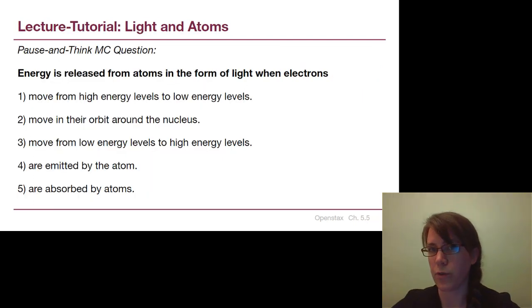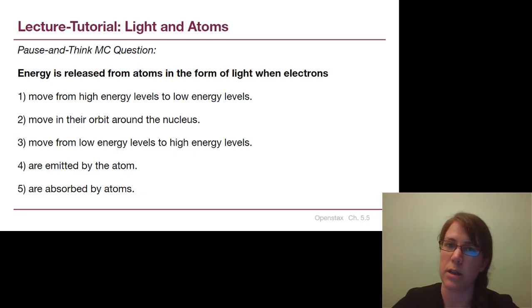Okay, a pause and think question for us, because of the upcoming lecture tutorial that you're going to do after you have thought through these slides. If you're in the flipped classroom, we'll do it in the next on-campus lecture that we have. A pause and think question for us. Energy is released from atoms in the form of light when electrons do what? So pause and think through and read through all the options.